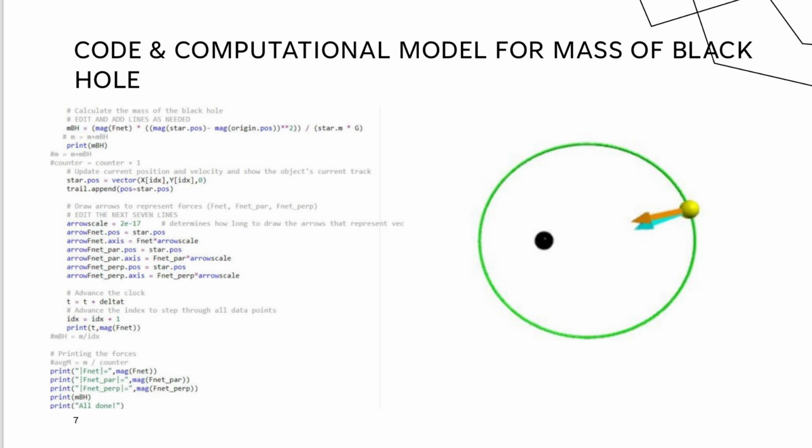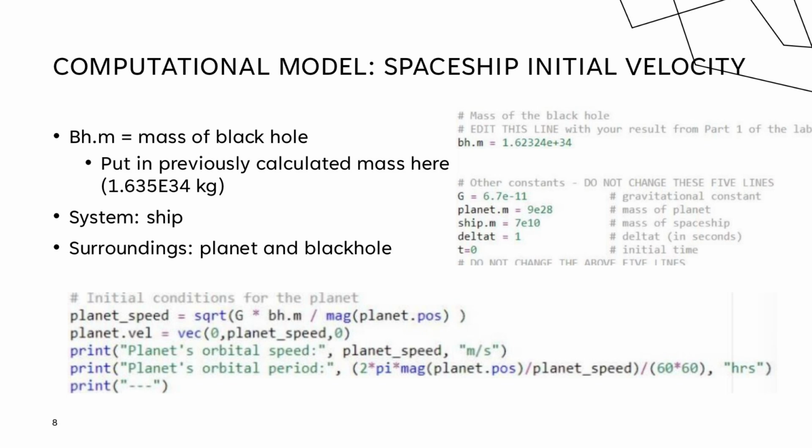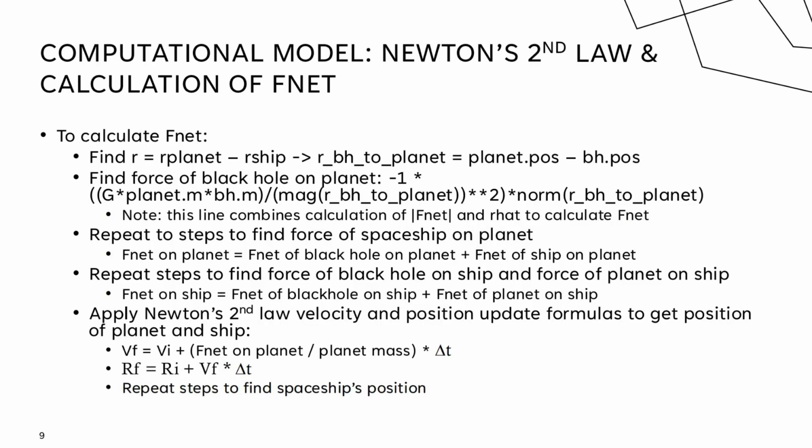And then to find the initial velocity of the spaceship, we take the mass that we previously calculated for the black hole and put it on this first line of code, which you can see. In the scenario, the system was the ship and the surroundings were the planet and the black hole. To find F-net, first calculate R, which is just the difference in position of the planet and the ship, and then calculate force.